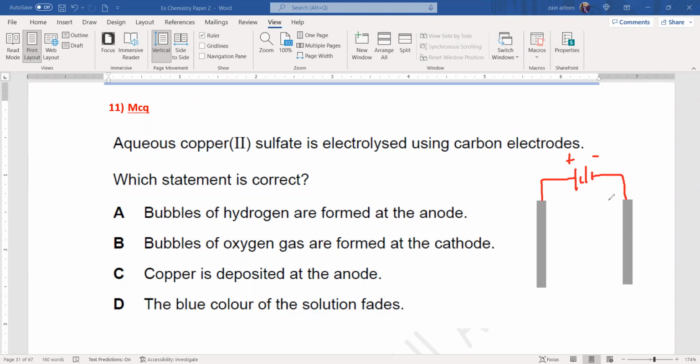Positive and negative. The electrons will move out. So the majority of the electrons are here, and electrons are removed from the plate. So most of the negative, positive charges. So we have the anode and the cathode.